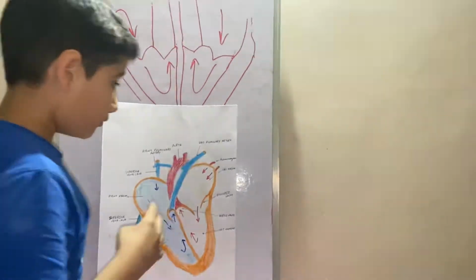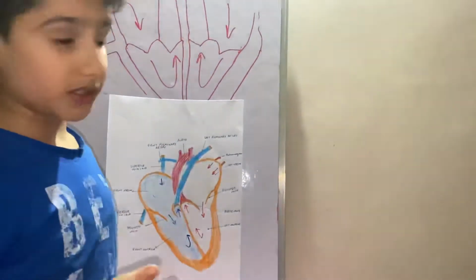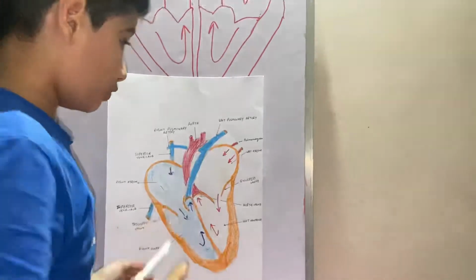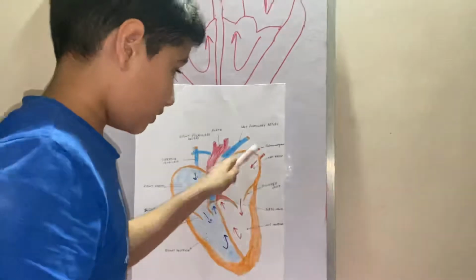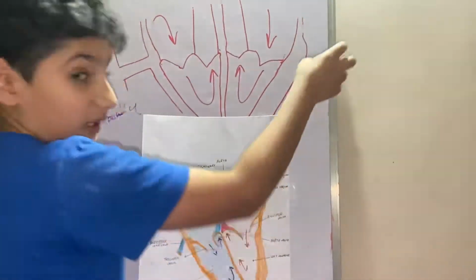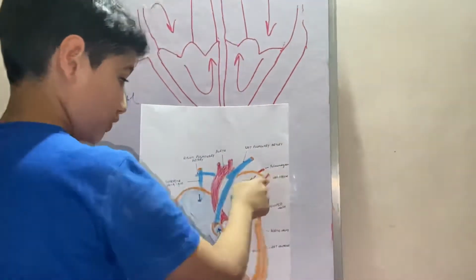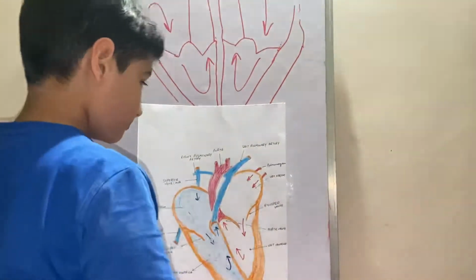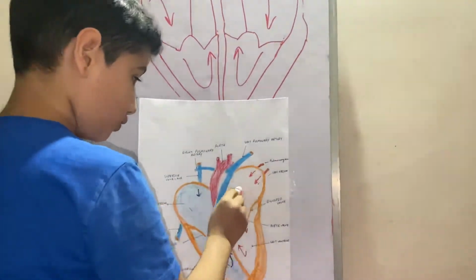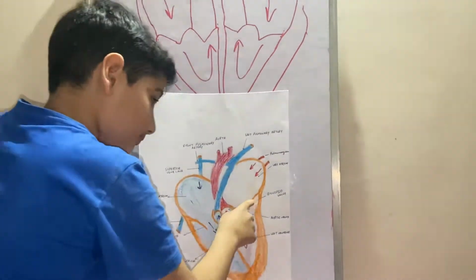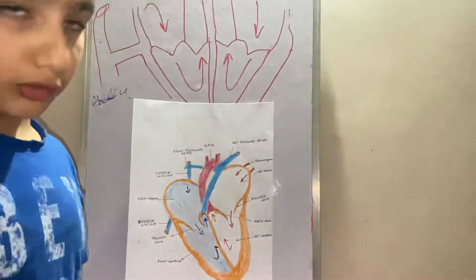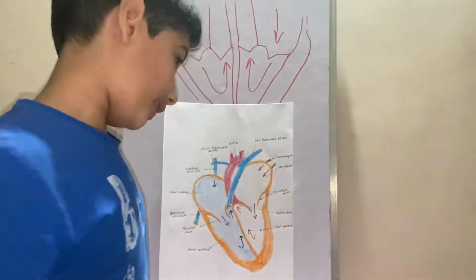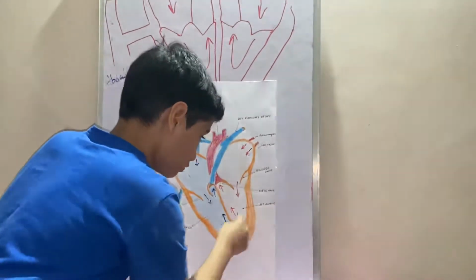Now we have 4 pulmonary veins. I have only shown 2 because the other 2 are on the back side. The oxygenated blood comes from these pulmonary veins. It goes into the left atrium. Then it passes the bicuspid valve. Bicuspid valve means only 2 cusps. It's also called the mitral valve or the atrioventricular valve. It passes and goes into the left ventricle.